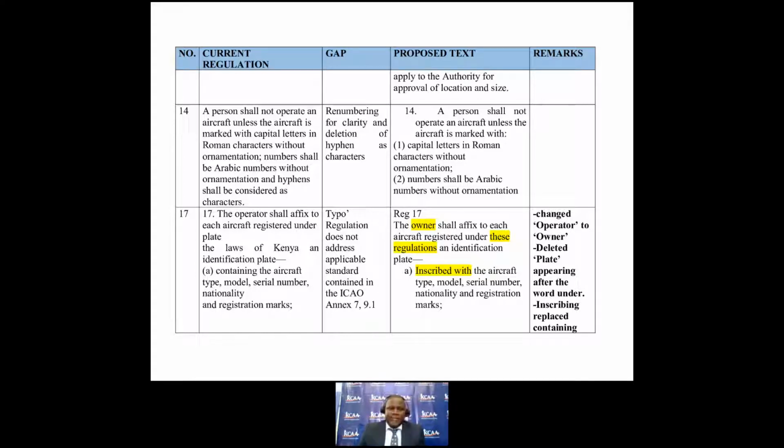Regulation 17, there was a typo where the regulation does not address applicable standards contained in ICAO Annex 7.9.1. And now with amendments, it reads, the owner shall affix to each aircraft registered under these regulations an identification plate, A, inscribed with the aircraft type, model, serial number, nationality, and registration marks.